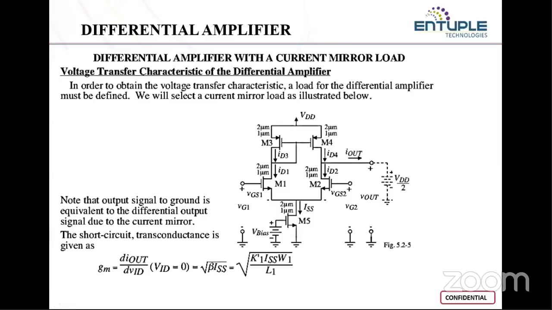I have a suggestion. M1 and M2 will act as a differential amplifier, with differential input. And the upper two transistors, M3 and M4, will act as a current mirror load. And the lower one, M5, will act as a current source, as a biasing circuit.